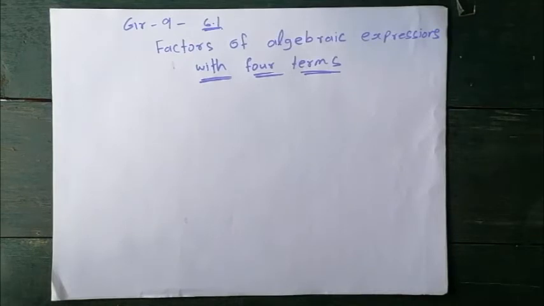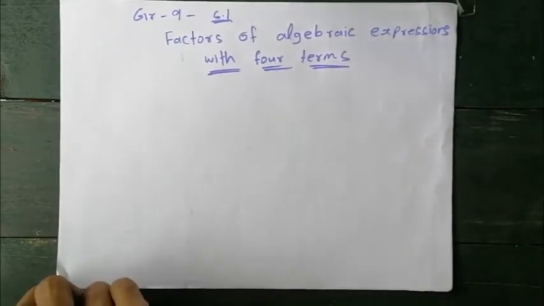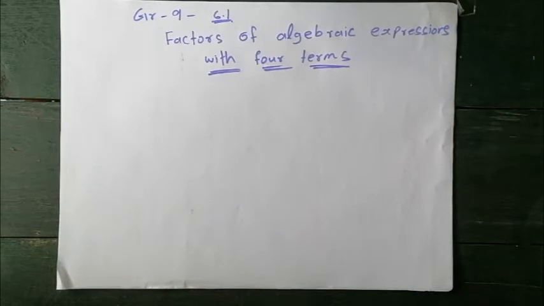Grade 9 students, in the last video we discussed how to find the factors of algebraic terms. In this video we are going to move to the other part of the section, which is finding factors of algebraic expressions with 4 terms.